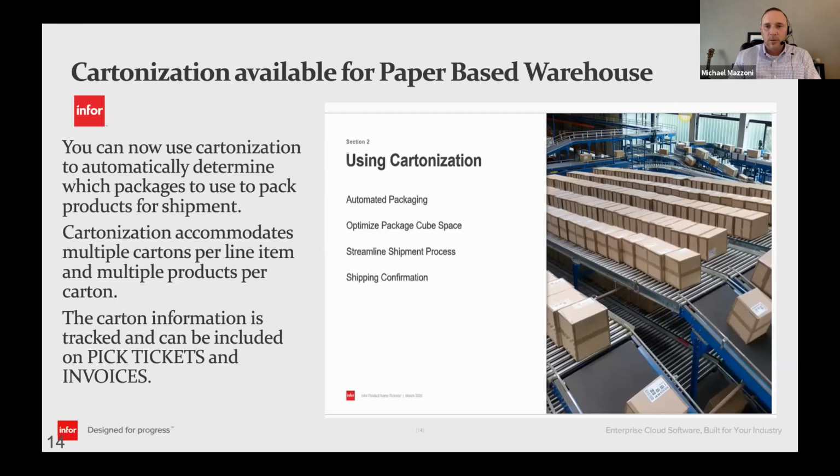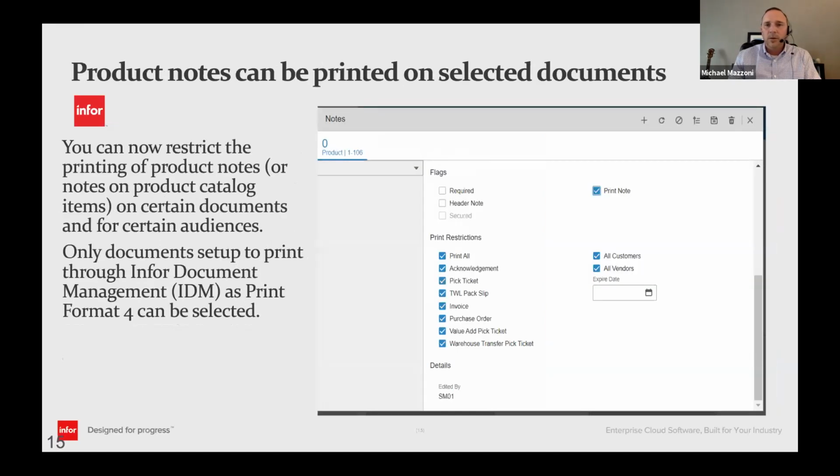There's some simple functionality that was added as well. And then this was another one that came from a customer request, but the ability now for product notes to determine which product notes print for which customers, whether it's all customers or specific customers, all vendors or specific vendors, and then what documents I want those notes to print on. So, again, basic elements of kind of how we can take advantage of notes, but creating a much more robust experience with regards to how you can take advantage of notes, product notes within CloudSuite Distribution.